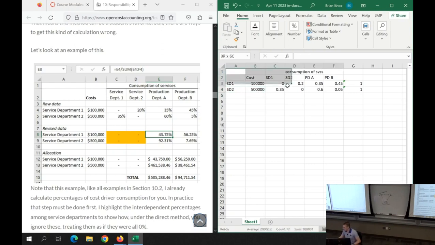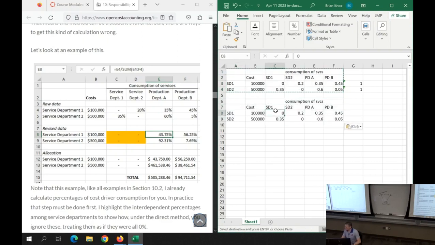Direct method says, let's simply ignore any interdependency. We're going to zero this out. Act like it doesn't exist. It never happened. The service departments are not serving each other at all. Instead, we're going to have to recalibrate now how much work is done to Production Department A and Department B.